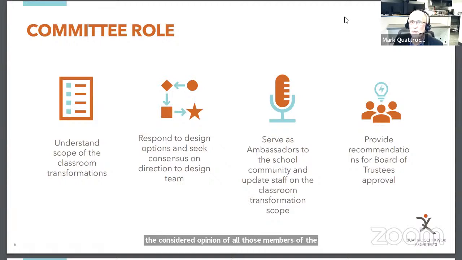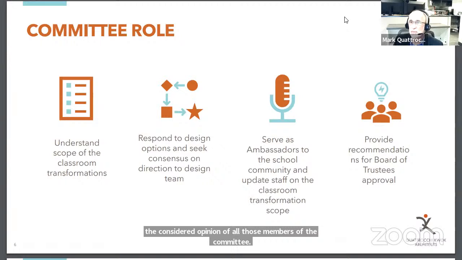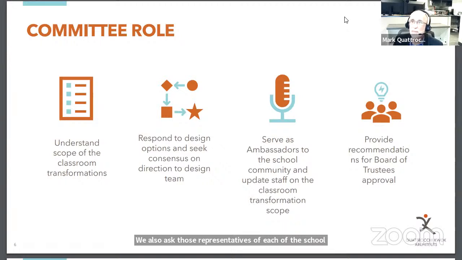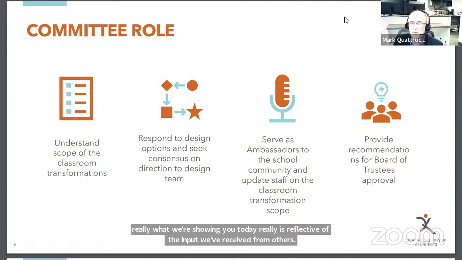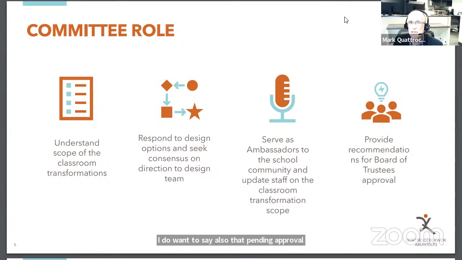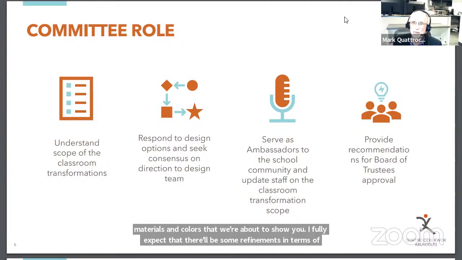We also ask those representatives of each of the school sites to be ambassadors and get feedback from them. So really what we're showing you today is reflective of the input we've received from others. I do want to say also that pending approval today, our plan is to go to each site in a much larger teacher-focused meeting with very specific samples of the materials and colors that we're about to show you. I fully expect that there'll be some refinements in terms of which color we're using from the things we're about to show you. Next, please.